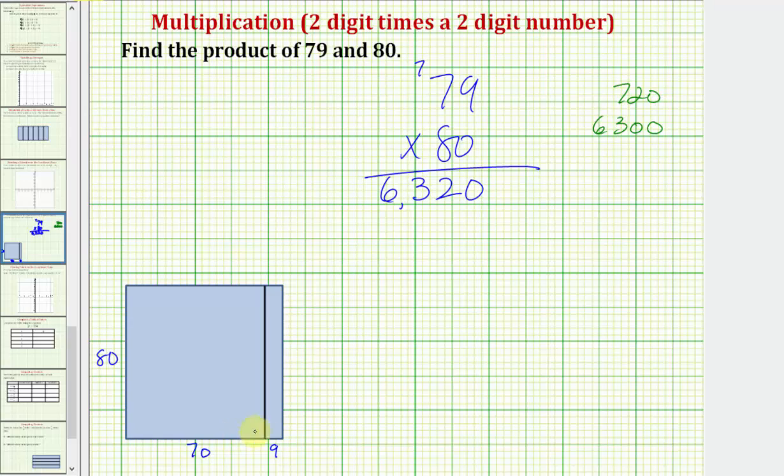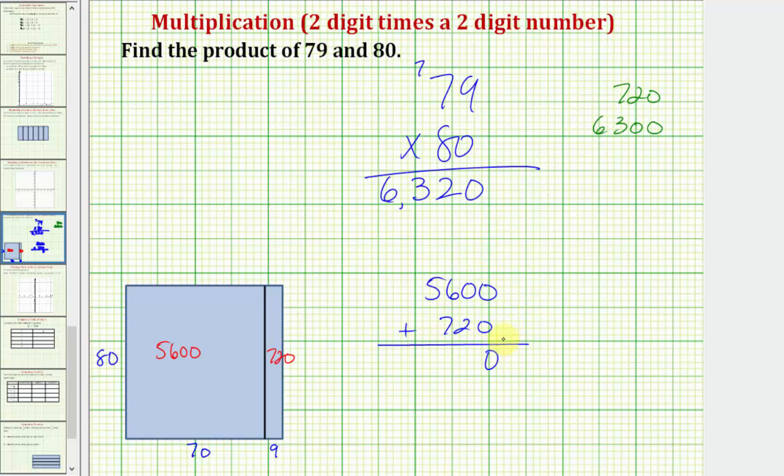We'll notice how this large rectangle has dimensions 70 units by 80 units, and therefore the area is equal to 70 times 80, which is equal to 5,600. And then the area of this rectangle here, with dimensions 9 units by 80 units, would be equal to 9 times 80, which is equal to 720. So the total area of a 79 by 80 unit rectangle would be 5,600 plus 720.